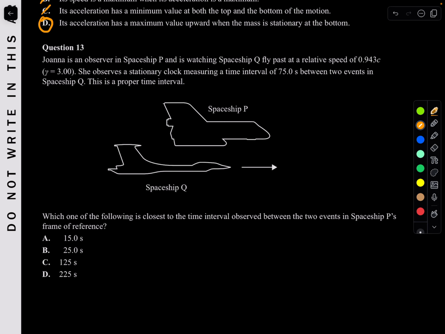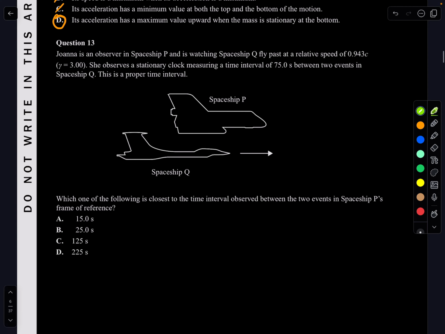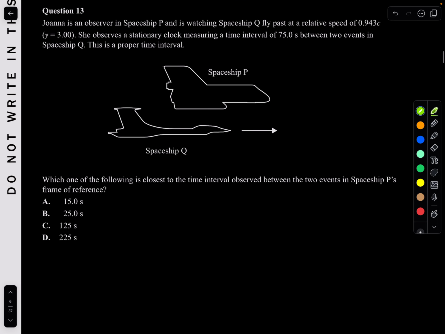Which of the following is closest to the time interval observed between the two events in spaceship P's frame of reference? So in spaceship P's frame of reference, time is going to be dilated, and that's what we want to calculate. Easy. For time dilation, T equals proper time times your Lorentz factor. So what's our proper time? It is just 75 seconds times your Lorentz factor, which is 3. And that gives me 225 seconds, which is D.